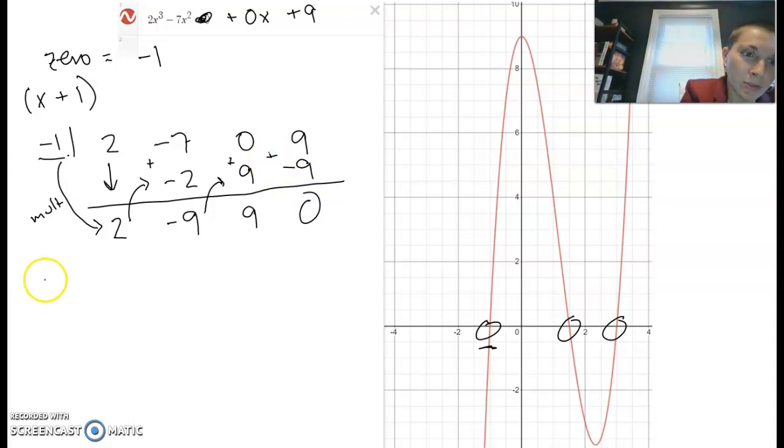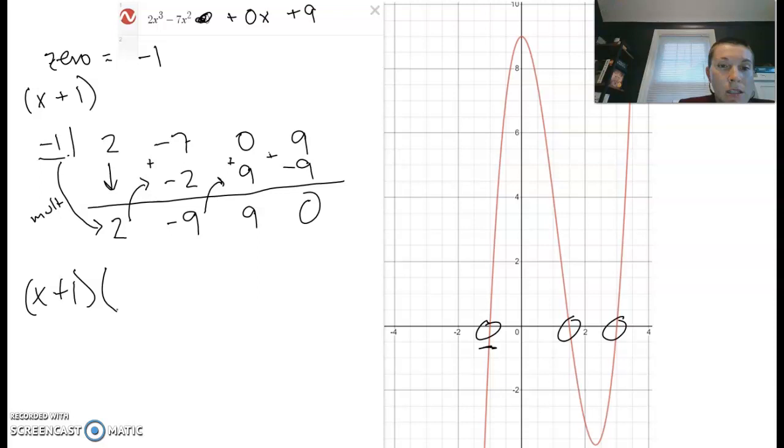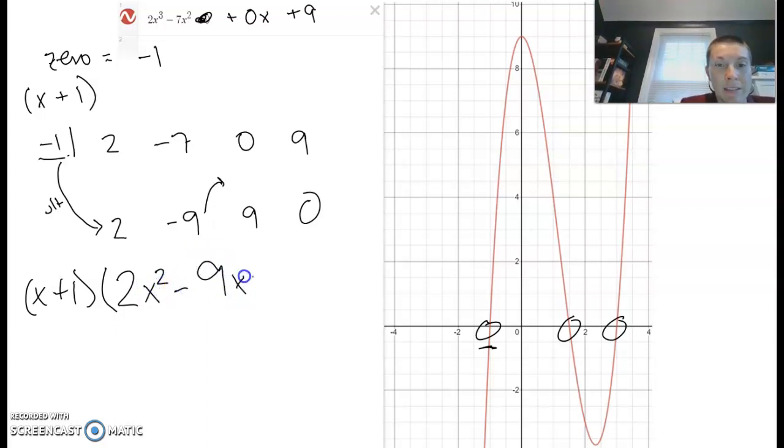So x plus 1 is our factor out in front, and our remainder is what's left of 2x cubed minus 7x squared plus 0x plus 9 once we pull out our x plus 1. So in this case, what we have left is 2x squared minus 9x plus 9. Sorry, that work went away, guys. Let's do a quick fact check here. We have x times 2x squared is 2x cubed.